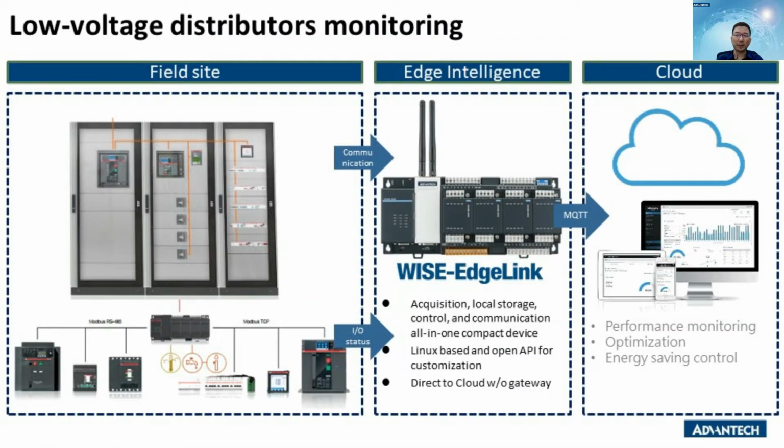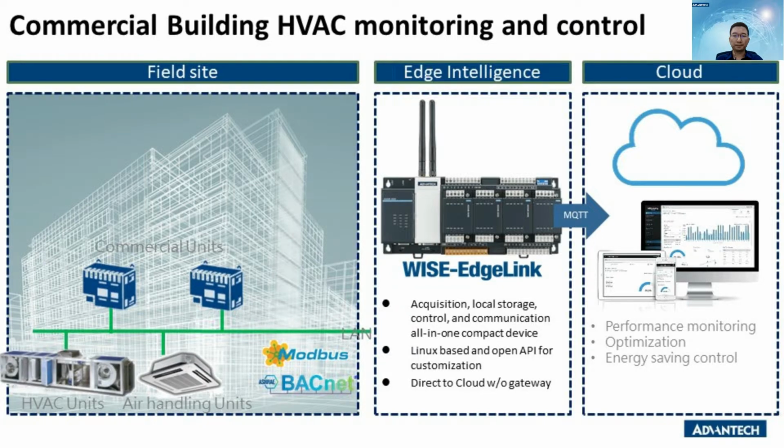This is one of the example applications for low voltage distributor monitoring. Via the communication port and also the I/O signals from the field side to our ADAM 3600 edge intelligent device, which handles data acquisition, local storage, control, and communications, all in one compact device. It can directly send the data to the cloud without a gateway. This slide shows a commercial building HVAC energy monitoring and control system connecting via BACnet and Modbus protocol to the ADAM 3600.